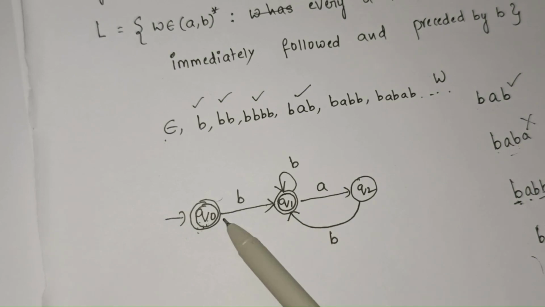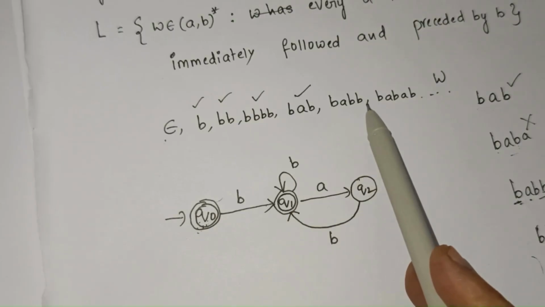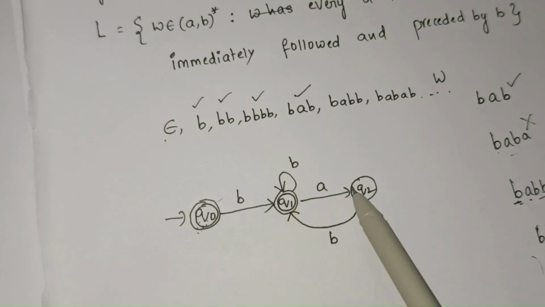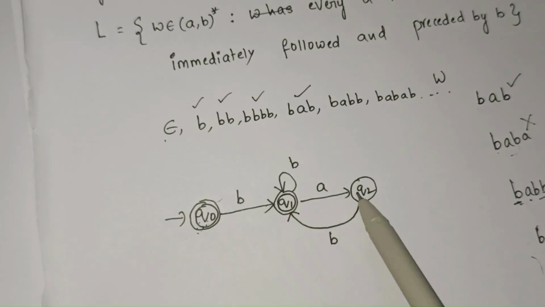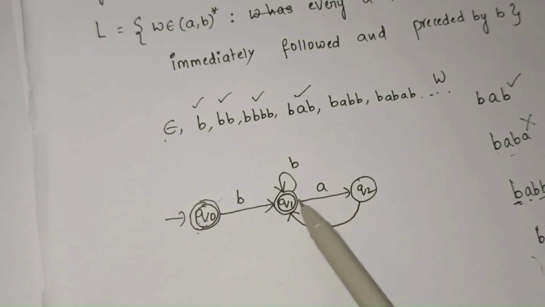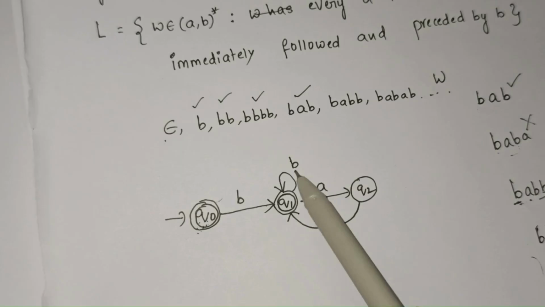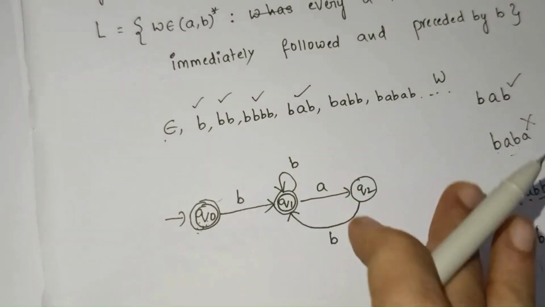Okay, so now BAB is accepted. Now I want BABB. BABB is accepted. Next BABAB. So like that, whenever I see A, there should be B's before and after it. Okay, done with the logic.